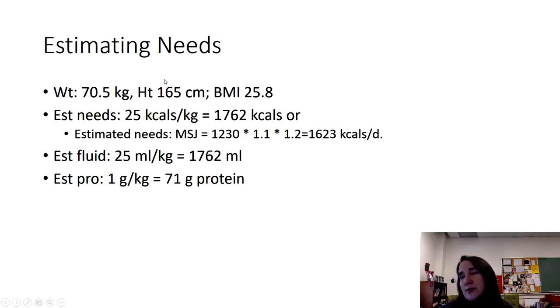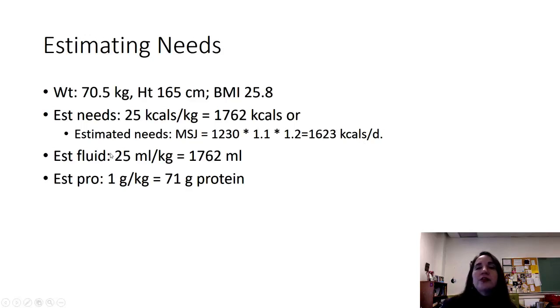So I can either estimate her needs using 25 kcals per kilo, which would give me 1,762 calories, or I can use the Mifflin St. George formula for a female, get her REE, multiply that by 1.1 for the thermic effect of food, multiply it again by 1.2 because I assume she's sedentary, and I get 1,623 calories.